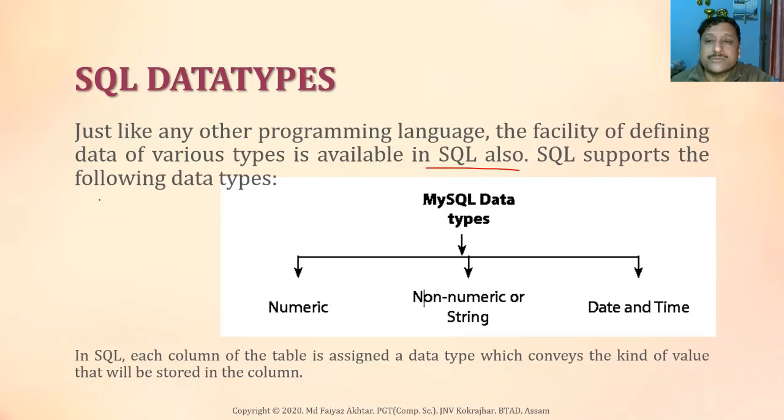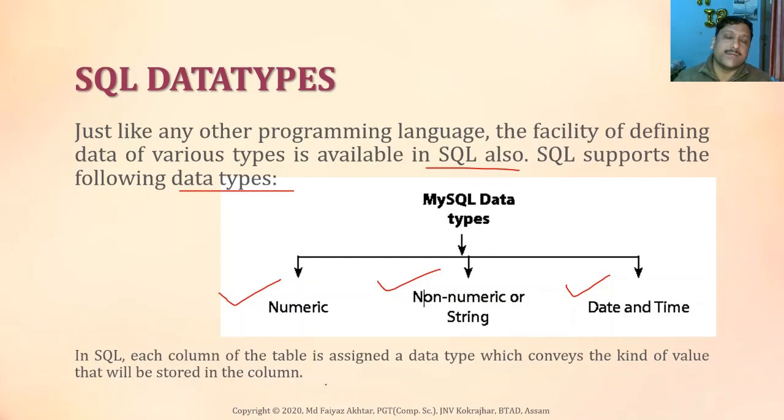SQL supports the following data types. SQL data types are numeric. There are only three data types: numeric, non-numeric or string, and date and time. In SQL, each column of a table is assigned a data type which conveys the kind of value that will be stored in a column.